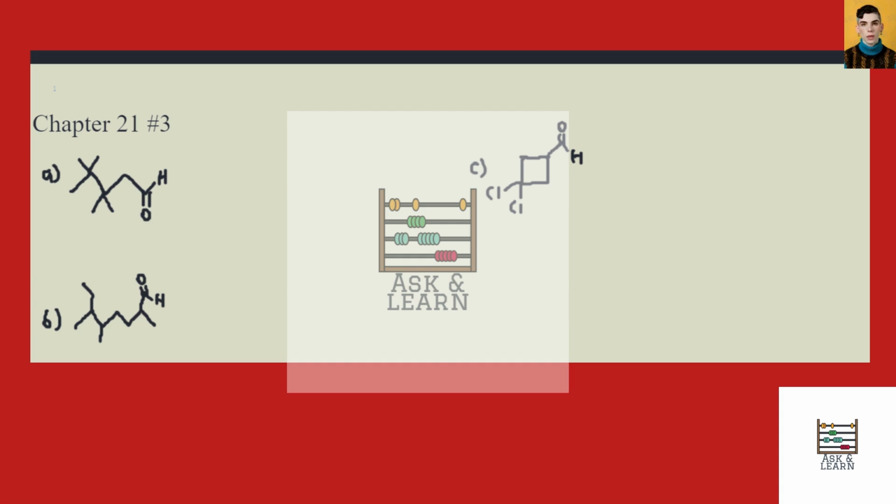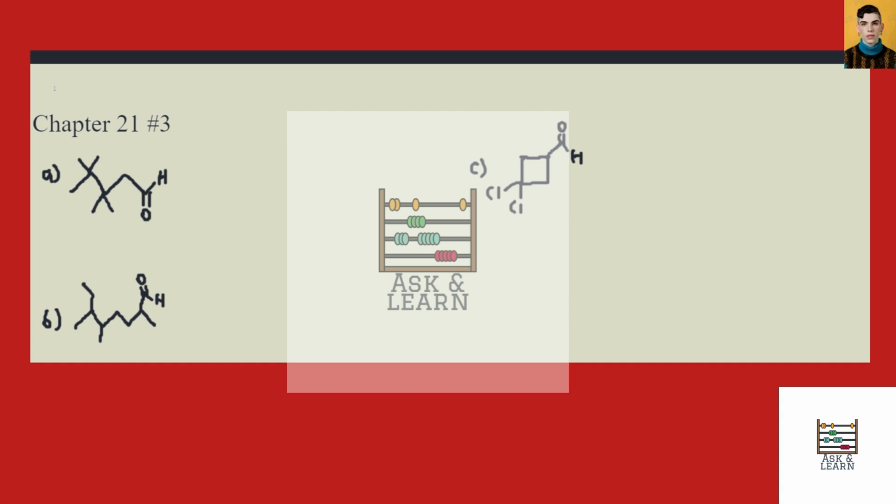This is the answer to Chapter 21, problem number 3 from the Smith Organic Chemistry textbook. In this problem, we're given 3 aldehydes, and we're asked to come up with the IUPAC name for each aldehyde. The first thing that I would do here is, A is given as a lettering structure. I would rewrite that as a skeletal structure. It makes it much easier to see.